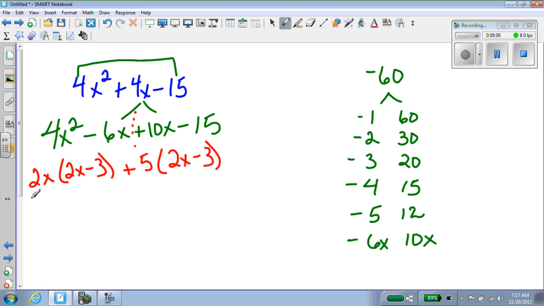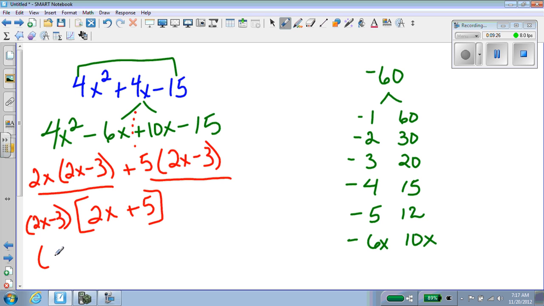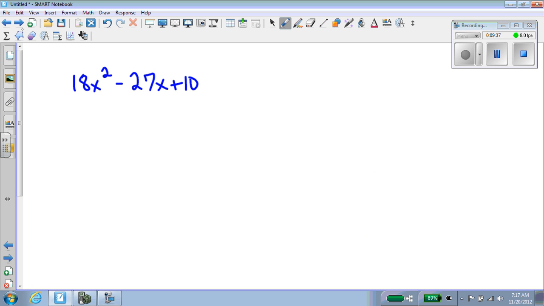Now what I've done is I've created from 4 terms to 2 terms, and those 2 terms have 2x minus 3 in common. So 2x minus 3, and if I factor it from the first term, I have 2x, and if I factor it from the second term, I have plus 5. So this is 2x minus 3 times 2x plus 5. If you like that, great. Let's show that one more time.